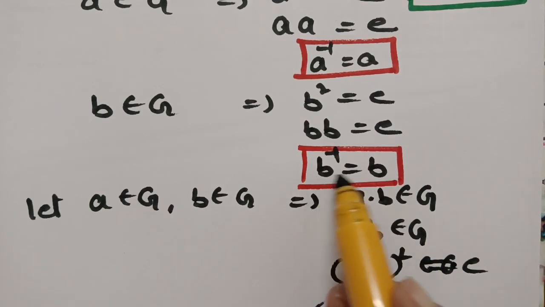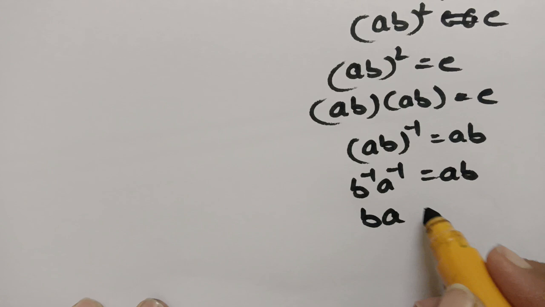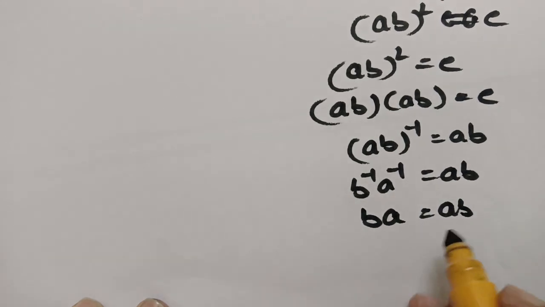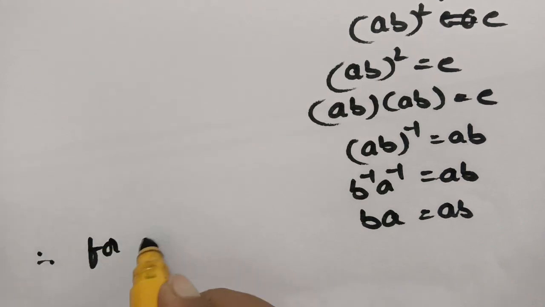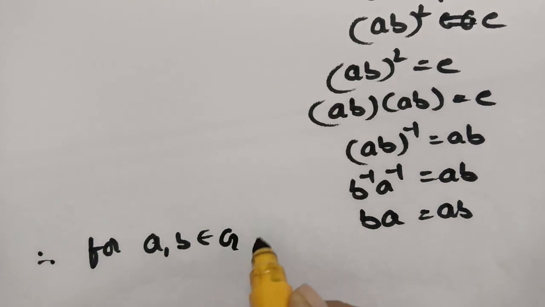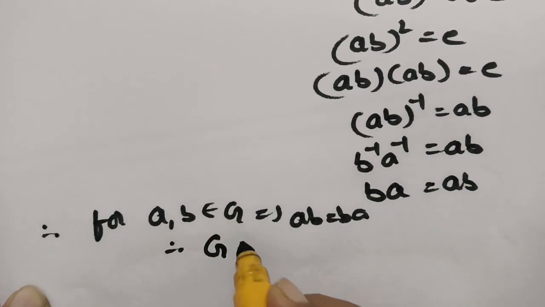So we know that B inverse is equal to B and A inverse is equal to A. So in place of B inverse I am writing B, in place of A inverse I am writing A, and this is AB. And finally we got for A comma B belongs to G, we got AB is equal to BA. Therefore, G is commutative.